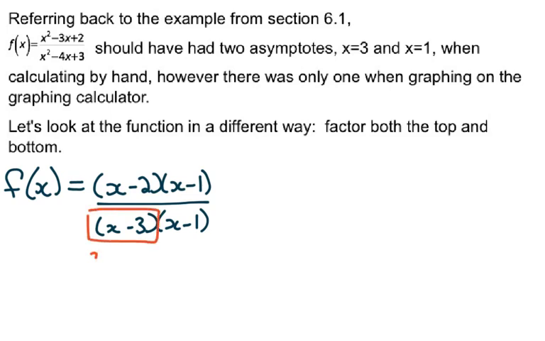We had the asymptote at 3 because of that x minus 3, but now with the x minus 1, because we have that factor on the top as well, that complicates things. This doesn't lead to an asymptote, this leads to what's called a hole in the graph.